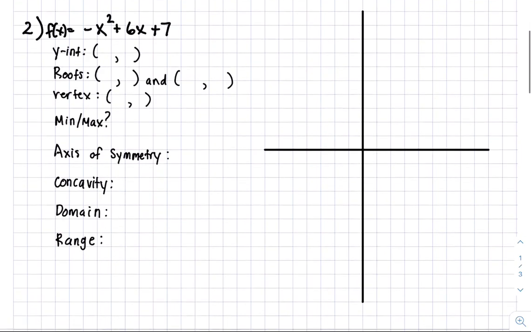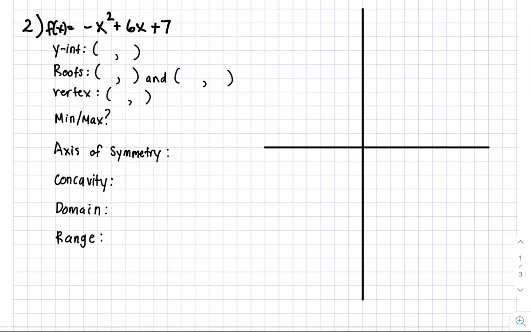Alright, number 2. Y-intercept, you know x is equal to 0. So f of 0 is equal to negative 0 squared plus 6 times 0 plus 7, which is simply 7. So your x value is 0, and your y value is 7. Great.